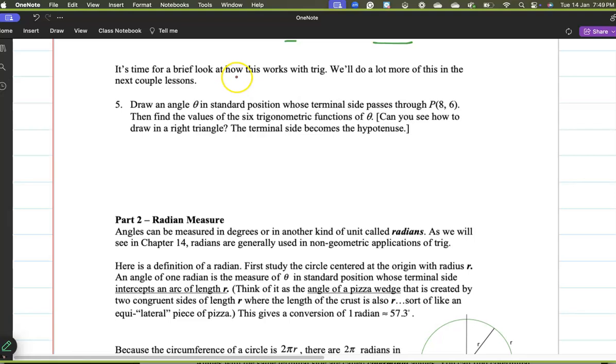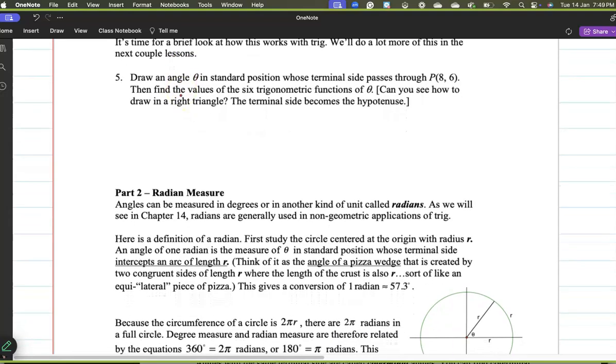It is time for a brief look at how this works with trigo. We'll have to do a lot more of this in the next couple lessons. Now, draw angle theta in the standard position whose terminal arm passes through 8,6.